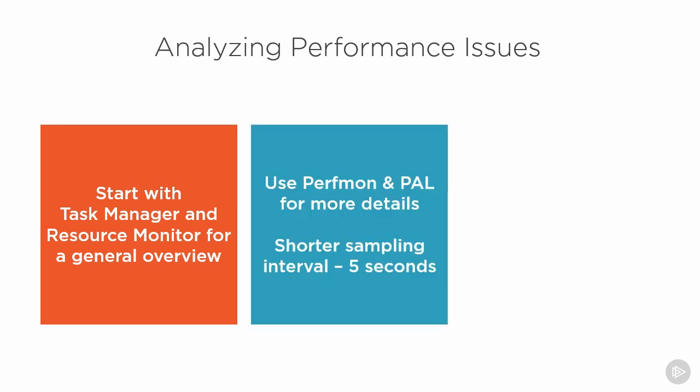You can utilize Perfmon and PAL for a more detailed analysis, collecting data potentially in the background. You'll want to utilize a shorter sampling interval, say 5 seconds. This will allow you to get much finer granularity of what may be leading up to any performance issue.